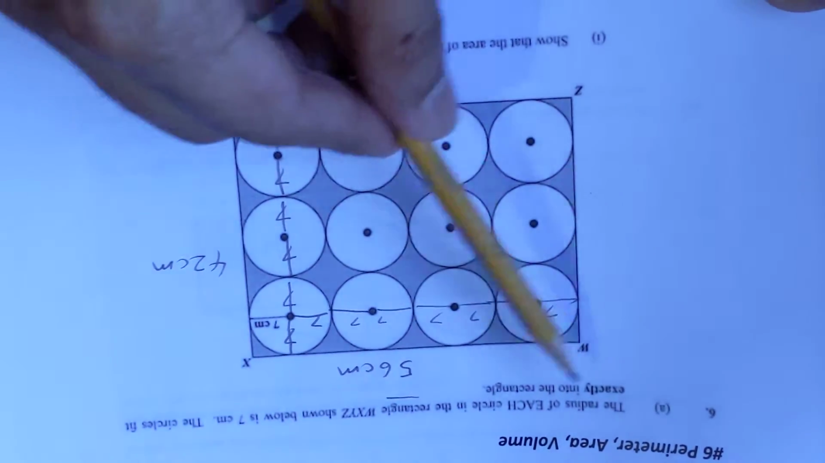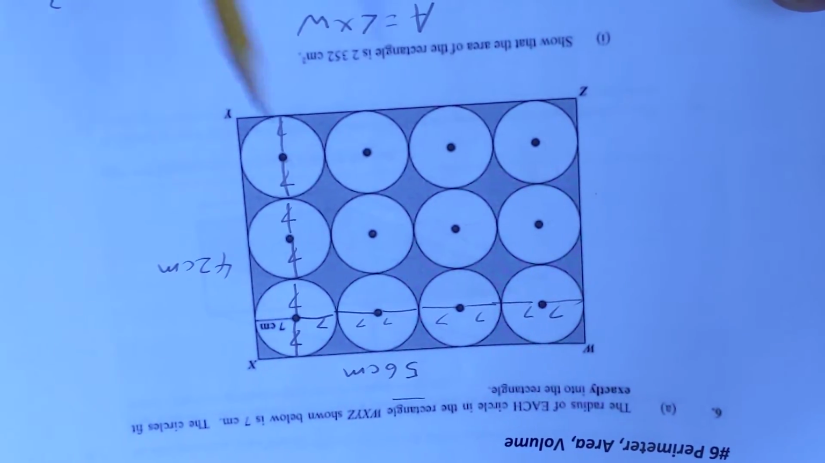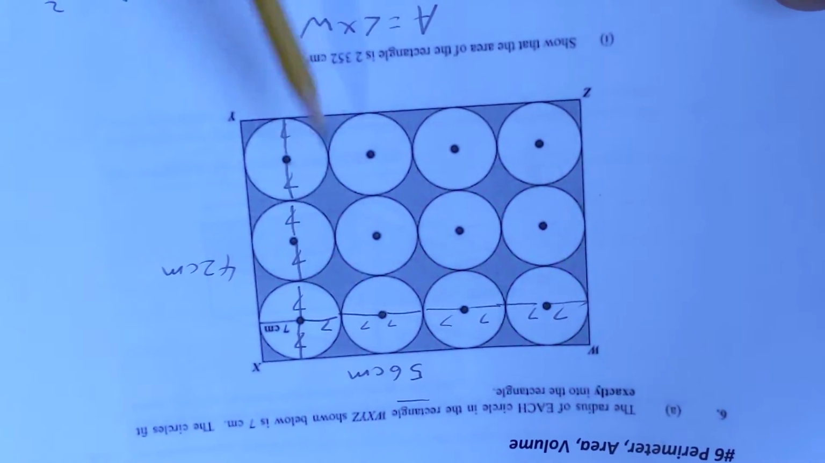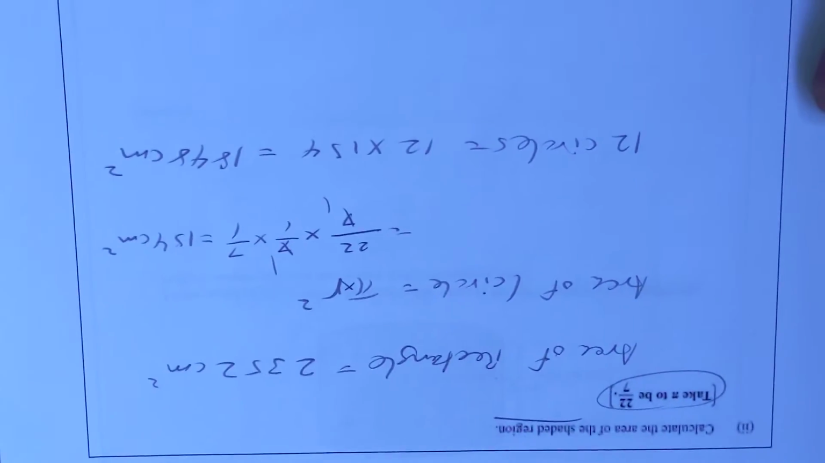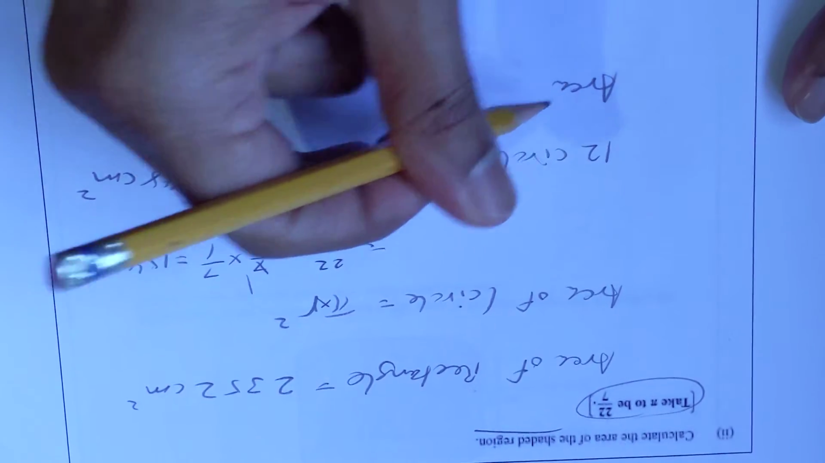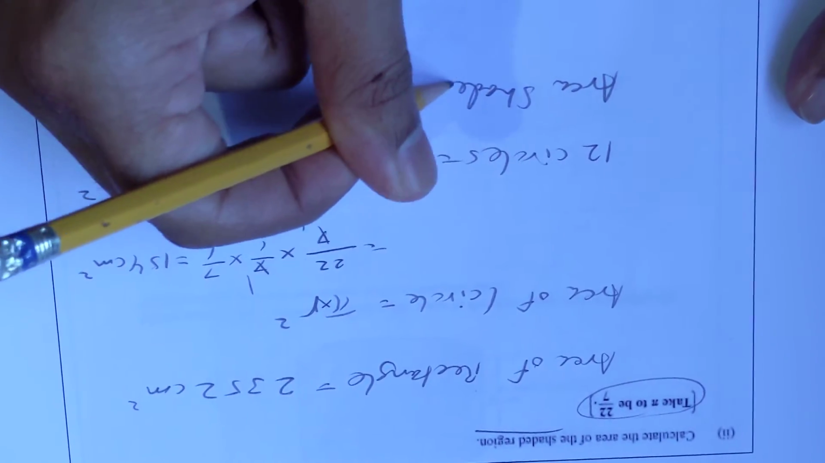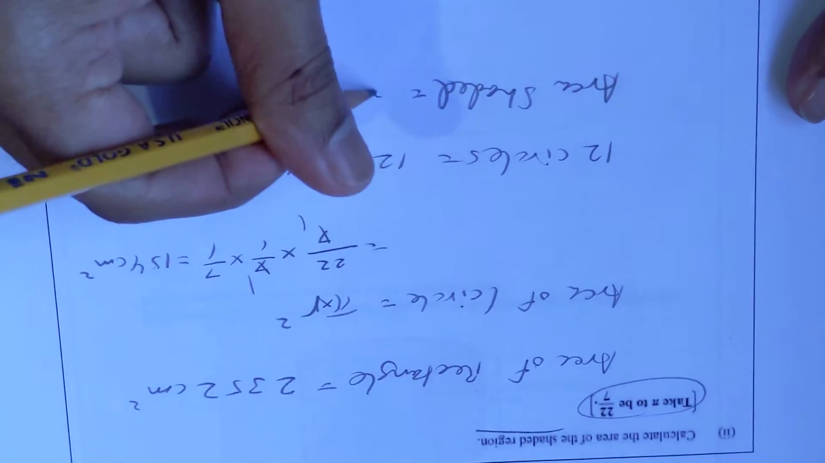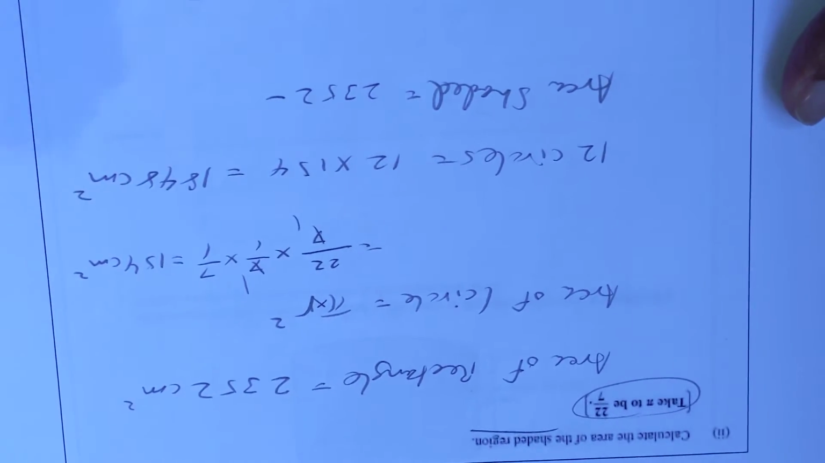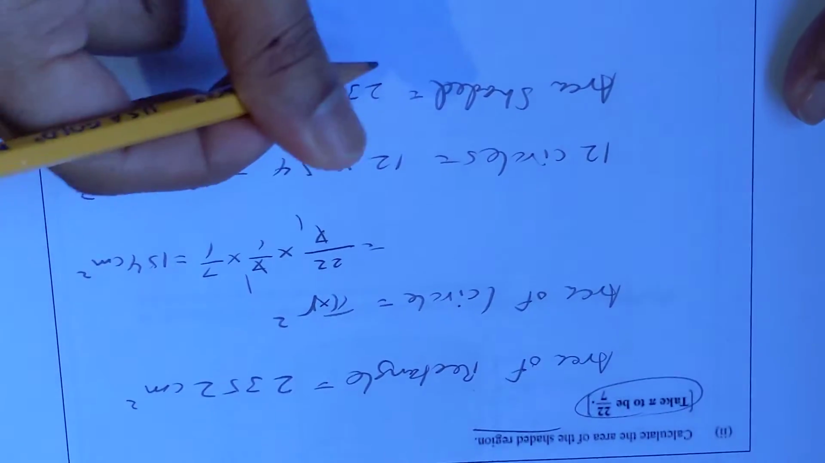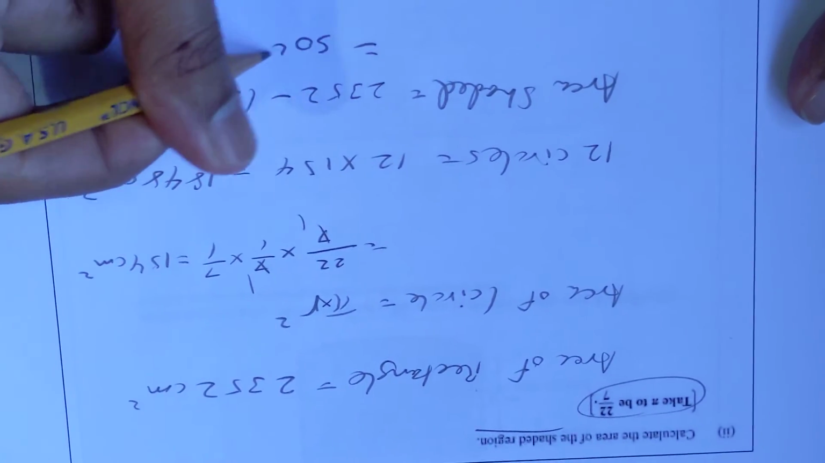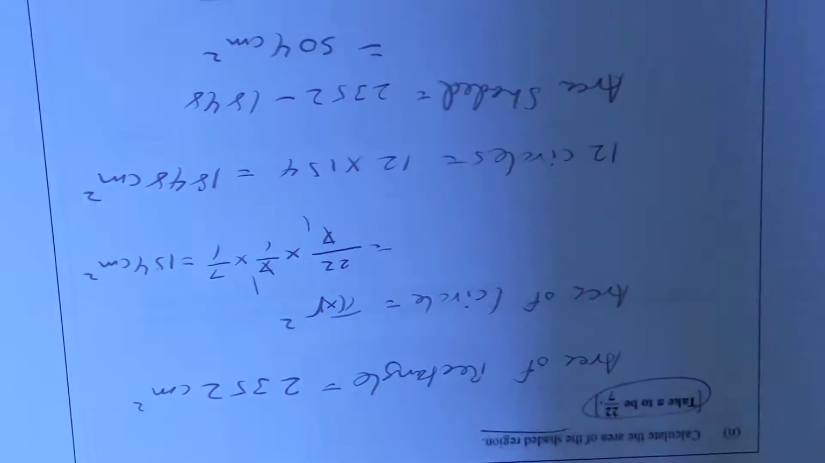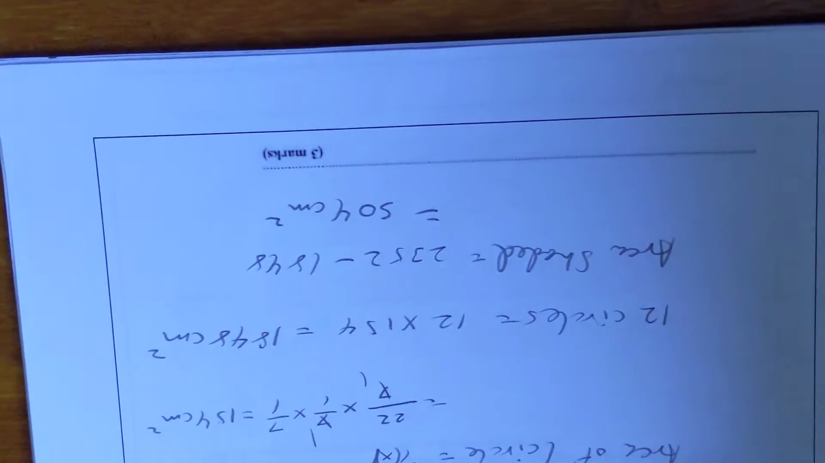So the whole rectangle is taking up an area of 2,352, and the circles are taking up an area of 1,848. So the spaces in between, which are shaded, will be the area of the shaded region. So the area shaded will be the difference between those two, which is what they want in this question. So the area shaded will be 2,352 minus 1,848. I have my calculator to use. 504 square centimeters. That was the other easy 3 marks.